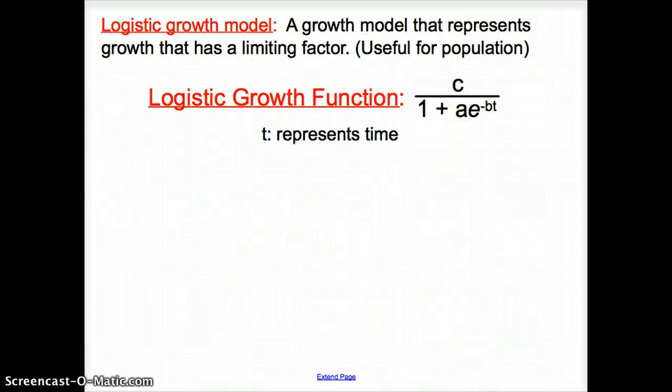One more thing I want to show you is the logistic growth model, which is a growth model that represents the growth that has a limiting factor. This is very useful for population. Here is the growth model. T represents times. You will be given your A and B and your C, but we will use this with a graphing calculator because we're going to be asked to graph these kind of problems.